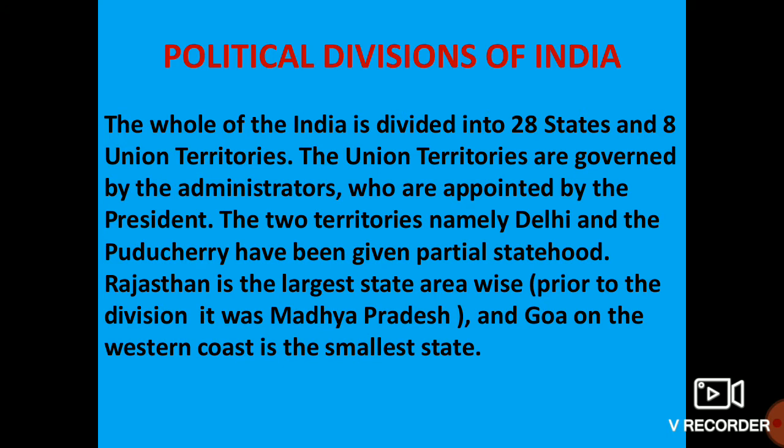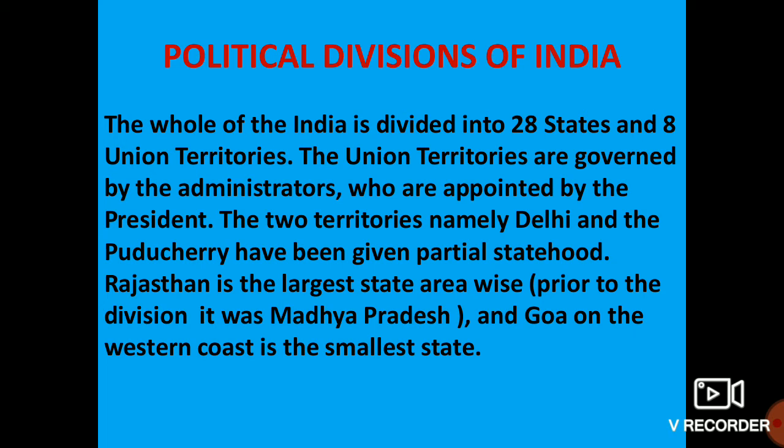Political divisions of India. In India, there are 28 states and 8 union territories. The union territories are governed by administrators, who are appointed by the president. The 2 territories, now there are 3, Delhi, Puducherry and Jammu Kashmir, have partial statehood, meaning state activities such as execution and legislature take place, and they have their own CM. So these are the union territories which have partial statehood and work as a state only.